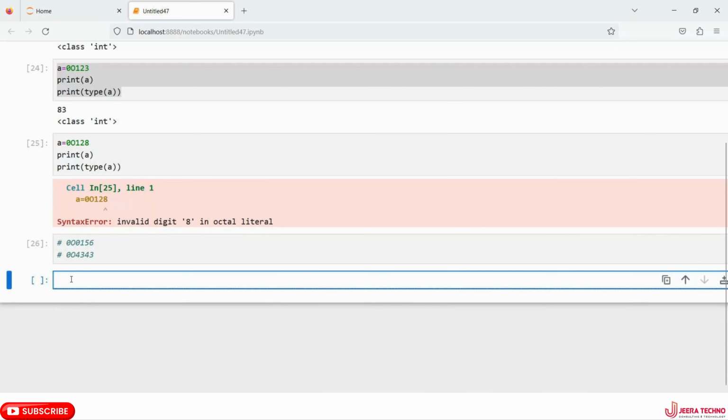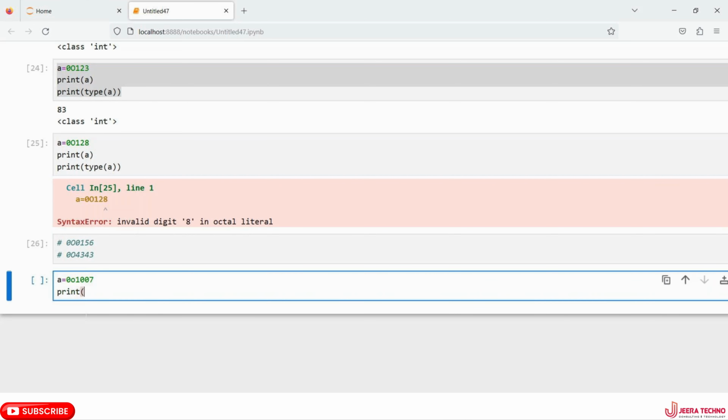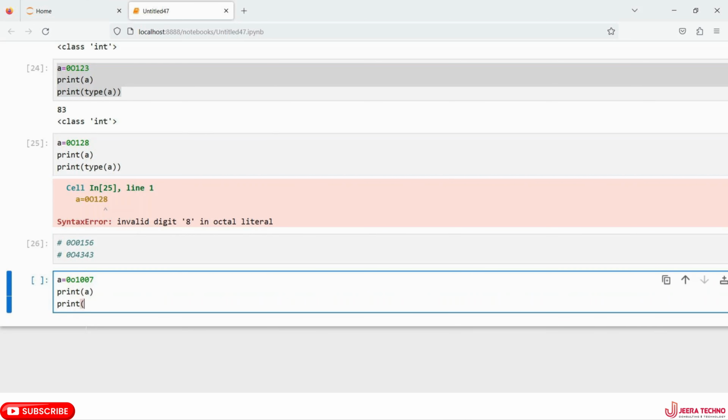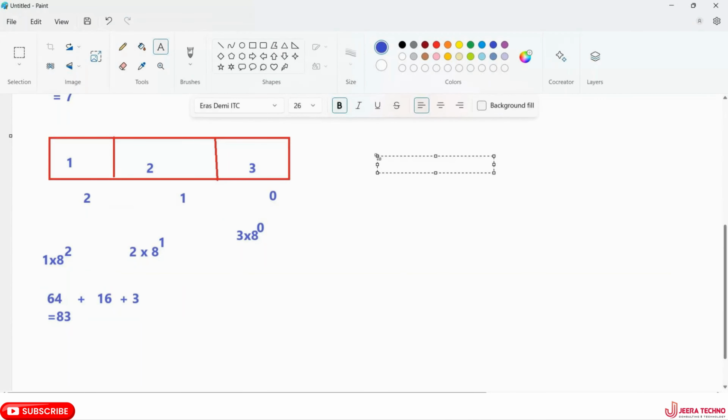Okay. So can you please let me know what is the answer for this? 0 O 1007. Print of A, then print of type of A. Now try. I'll give you 2 minutes. Can you please explain what value you will get here? Go ahead quickly. Take pen and paper and do it. So remember this value 1007 and understand like this. The value is 1007, that is 0 O. Okay. So convert this value into an integer.